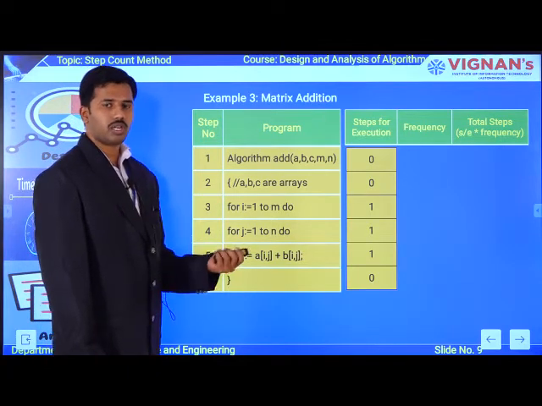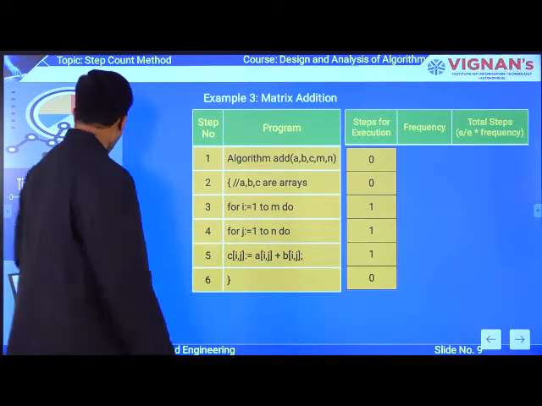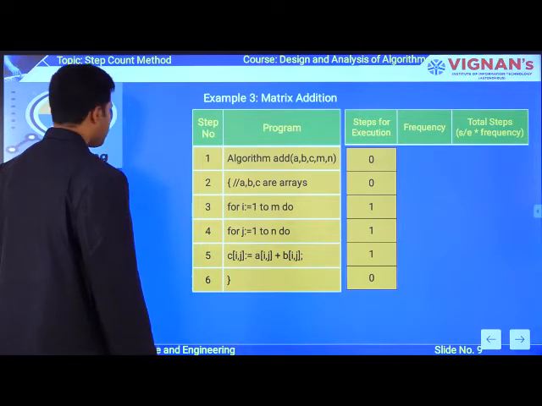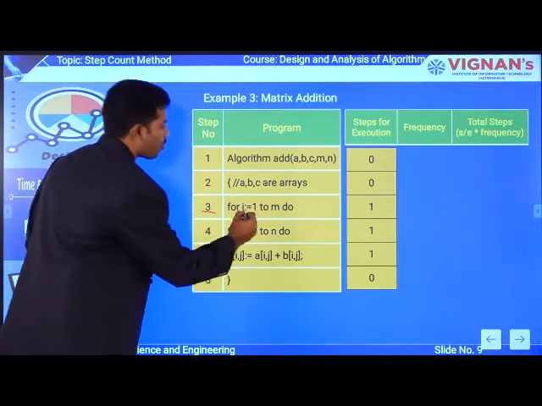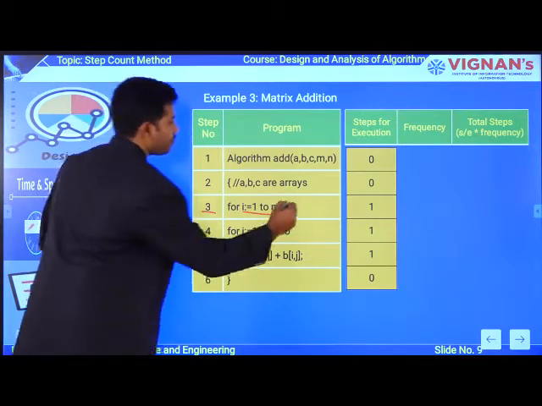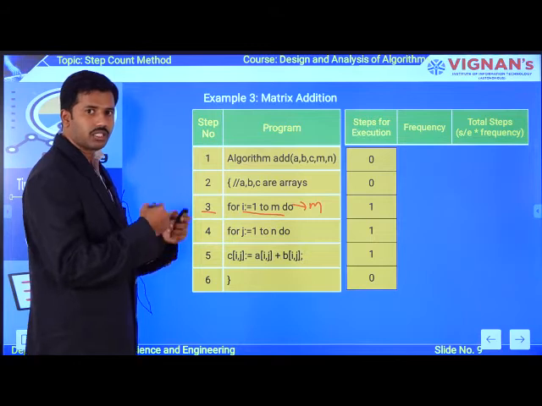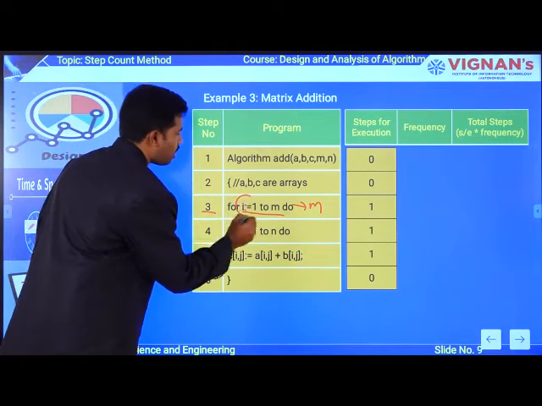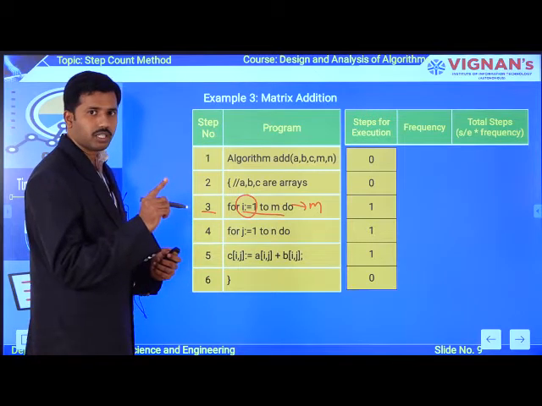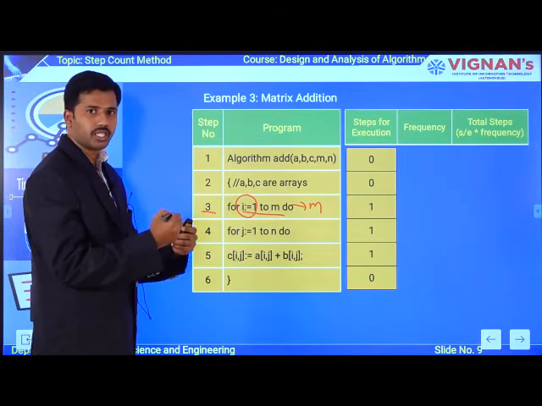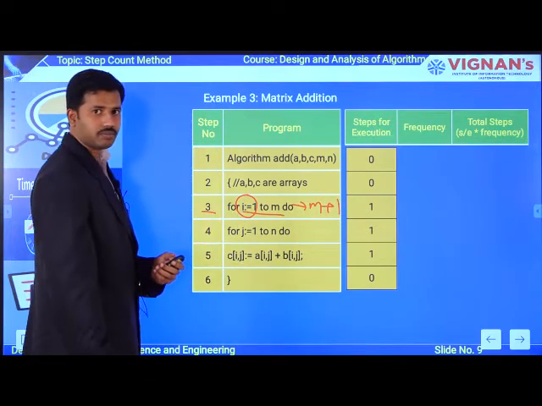Now we try to focus on how to update the second parameter, which is frequency. Now can you tell me what is the frequency for the third instruction? How many number of times this for loop is executing? m number of times. Along with this, inside this for loop, you are having one assignment operation, right? So one time you are doing assignment operation, and m number of times you are executing this for loop. So together the frequency is m plus 1.